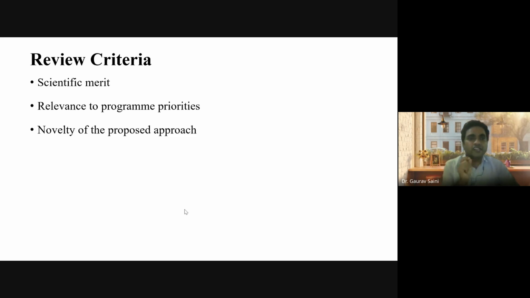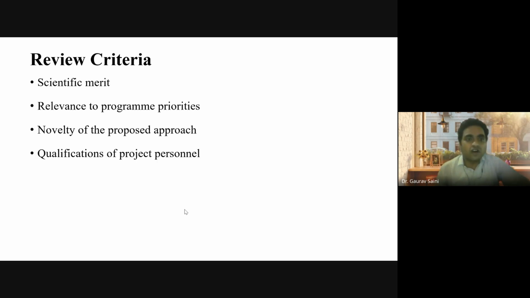Next is novelty of the proposed approach. Suppose it is coming within the priorities, then they will see whether it is novel, whether it is innovative, whether it is solving some of the problems of society, some of the problems of the farmers. So novelty is checked once the first two things are fixed.